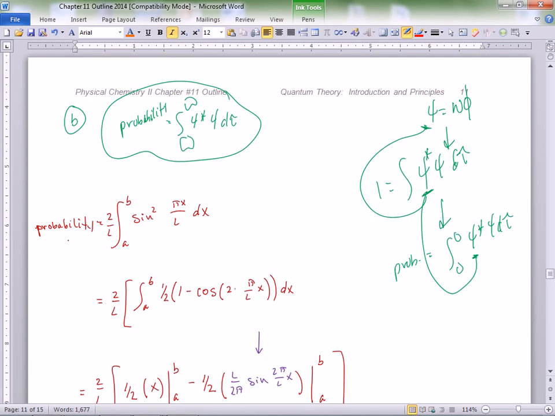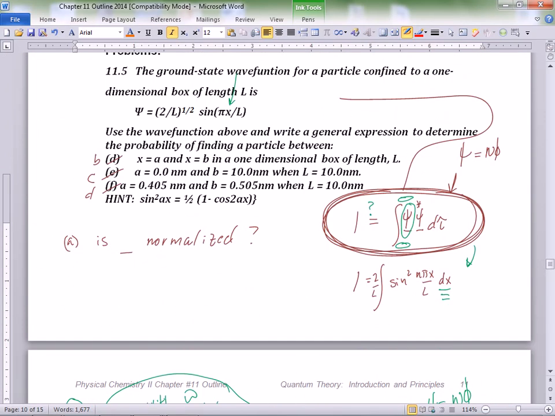Okay, then the next part was between 0 and 10 nanometers when L is 10 nanometers. You better get an answer of what for this? No, it's probability. The probability of it being between 0 and 10 nanometers when the box is 10 nanometers long. What should be the answer for probability? It better be 100. Well, in our case, not 100. It's going to be 1. Right? Otherwise, we screwed up somewhere. So try it.